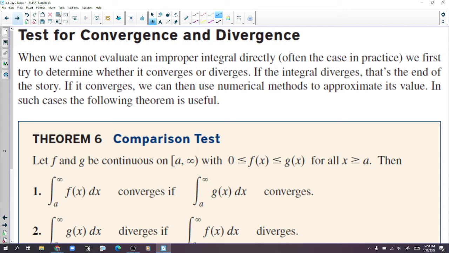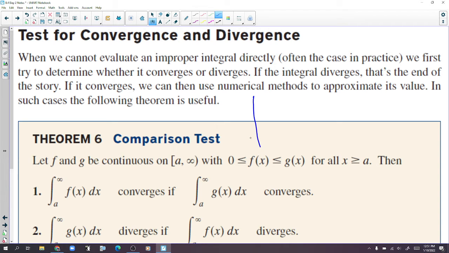Test for convergence and divergence. When we cannot evaluate an improper integral directly, often the case in practice, we first try to determine whether it converges or diverges. If the integral diverges, that's the end of the story. If it converges, we can then use numerical methods to approximate its value. In such cases, the following theorem is useful.